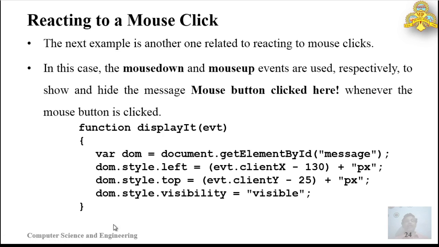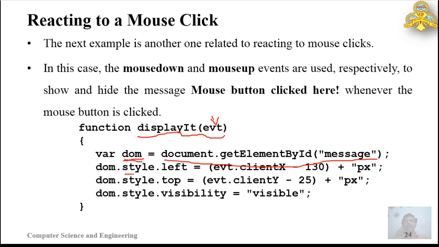So I will register this event handler for the on click event of the body tag. You can observe that getElementById, that is message. The function takes one argument, the event object, and within it I take the element by id, that is message, and its reference is stored in the variable dom.